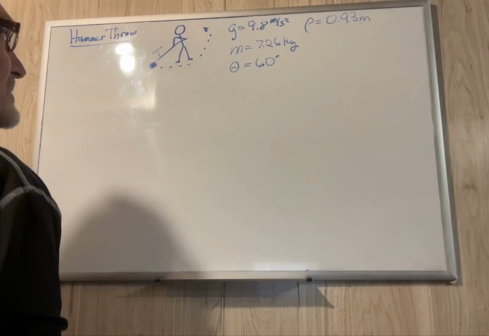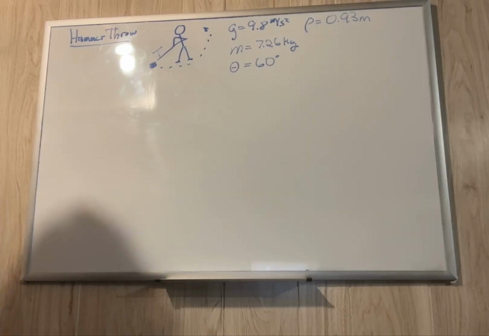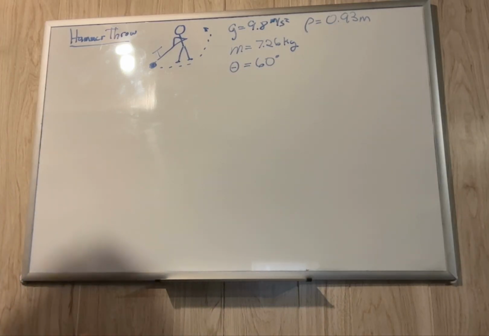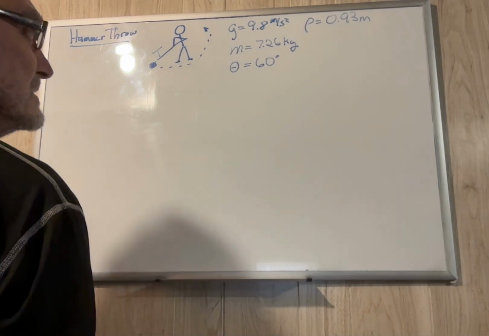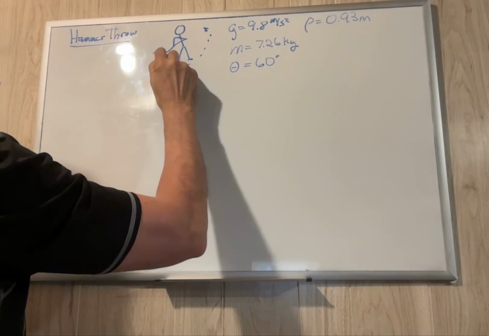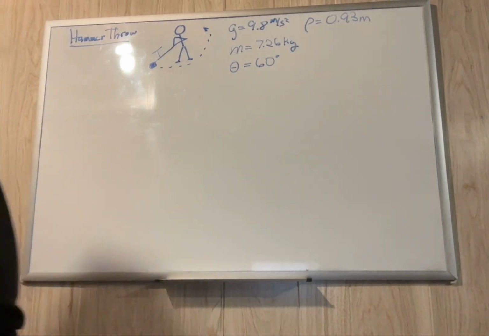If we know a couple of initial conditions, we can figure out what this velocity is. For initial conditions, we're going to use 9.8 meters per second squared as gravity. The mass is 7.26 kilograms, which is about 16 pounds in the United States. And then we have a theta of 60 degrees, so there's a 60-degree angle between here and the Earth. And rho is going to be 0.93 meters. That's going to be our radius.